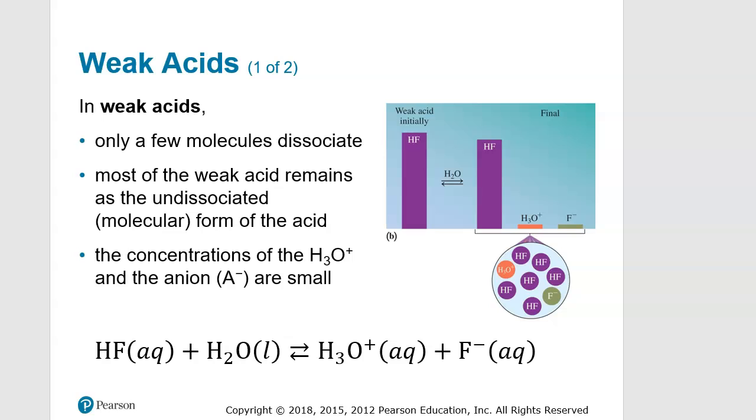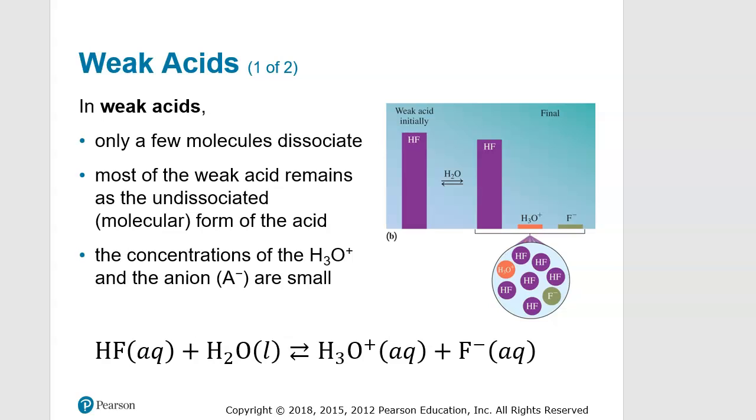Weak acids, you only get a little bit of dissociation. In fact, very, very little. A fraction of a percent of hydrogen fluoride molecules in solution are going to ionize in this reaction. And you see there's the double-headed arrow there indicating an equilibrium where it's actually going in both directions, pretty much. So there's only a few molecules that dissociate. Most of the weak acid remains as the undissociated form.